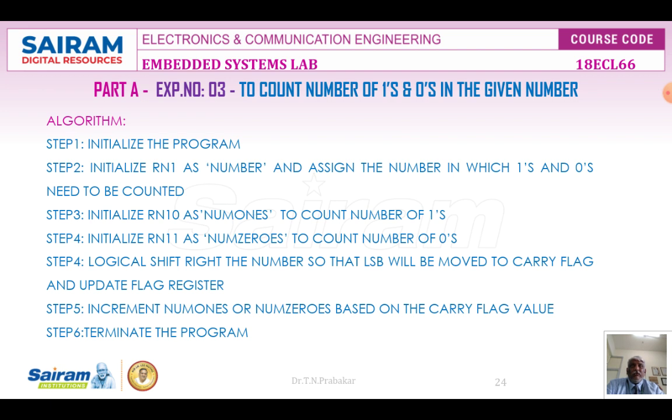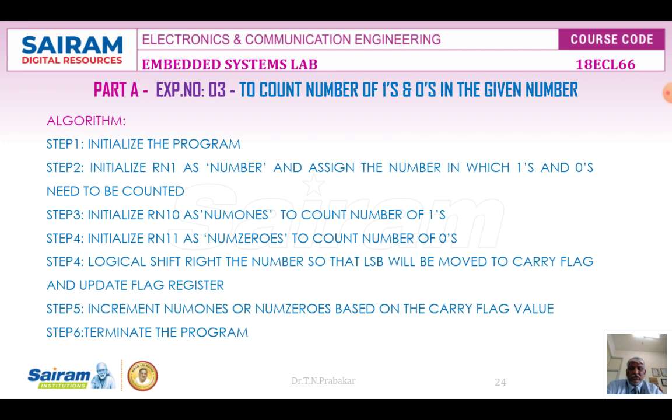And how do we identify whether there are ones or zeros? For that purpose, we are going to use the logical shift right command. Whenever we perform a logical shift right, a 0 will be added on the left hand side and all the bits will be shifted to the right hand side. The LSB, which is already available on the right side, will move into the carry flag. And we should be doing this by updating the flag register.